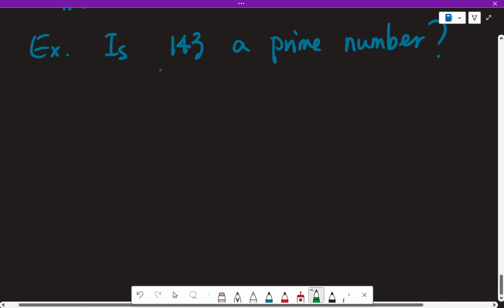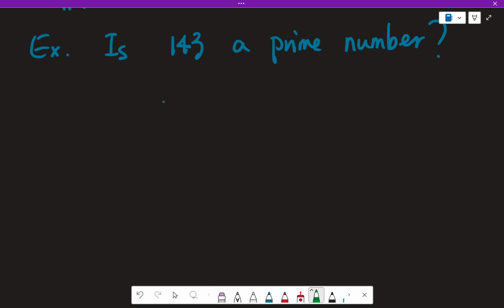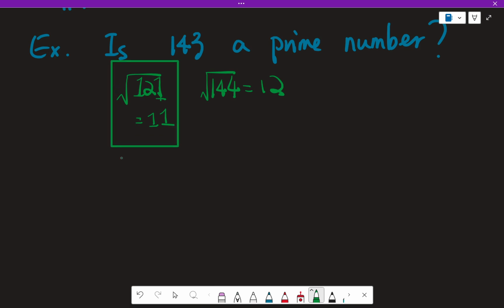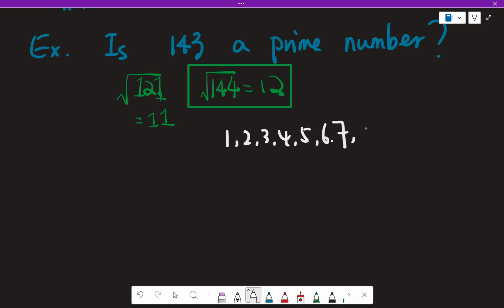First, we want to find the nearest square root of this number. The square root of 144 is 12, and the perfect square just less than 143 is 121, which gives us 11. You want to go with the nearest square root. Since 143 is nearer to 144, you want to go with 12. So you check if 143 is divisible by any whole number up to 12: essentially 1, 2, 3, 4, 5, 6, 7, 8, 9, 10, 11, 12. If none of these numbers divide 143, then 143 is a prime number.